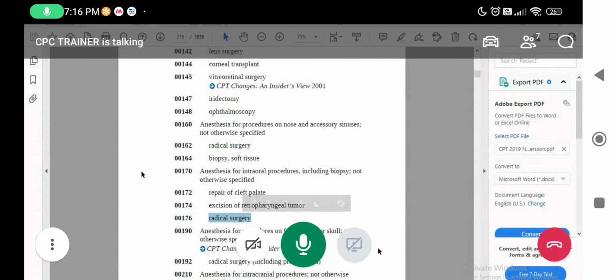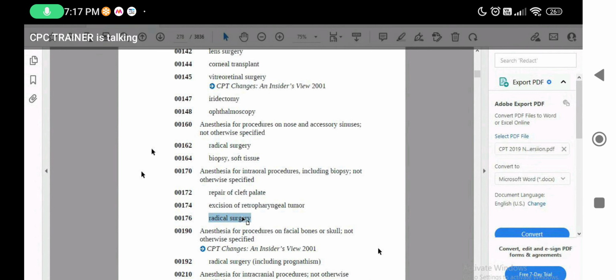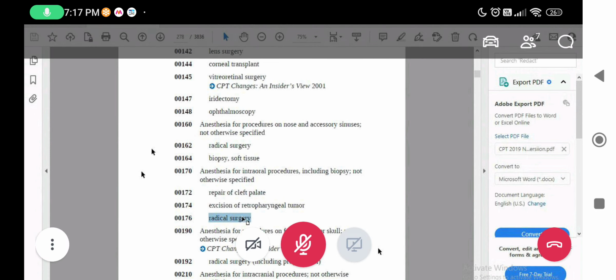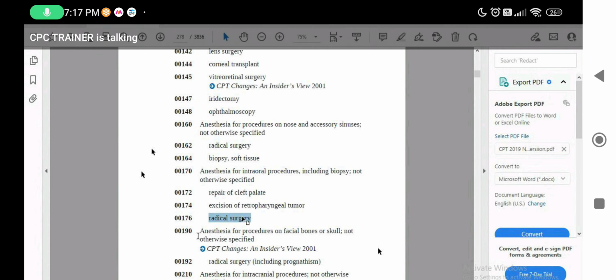Now, how do you read 00192? Anesthesia for procedure on facial bones or skull, radical surgery. You guys clear? So, anesthesia for procedure on facial bone or skull, radical surgery. That's all. Now you guys see what is the difference?